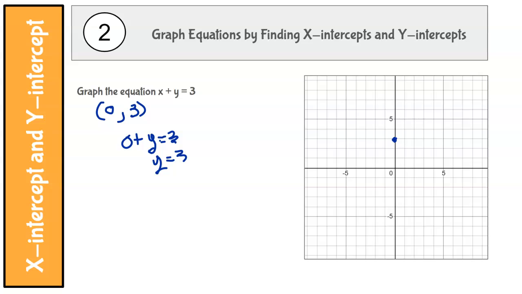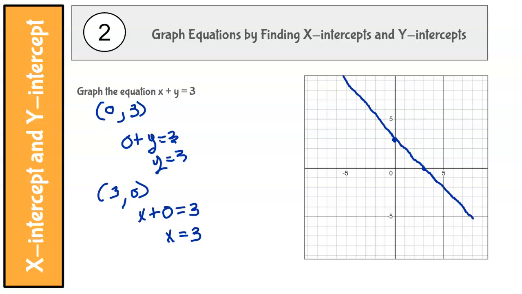Then I'm going to find the x-intercept by putting 0 where the y is. So x plus 0 equals 3. So x also equals 3. So I have another point at 3, 0. So these are my x and y intercepts. And then I'm going to try to draw a very straight line that goes all the way through the graph with arrows. That's an arrow at the end. Make sure it goes all the way through the graph.